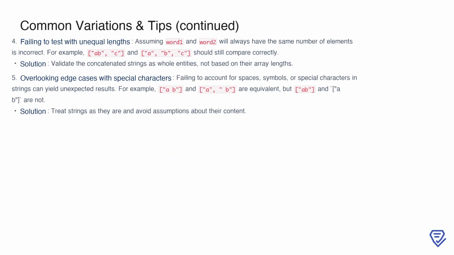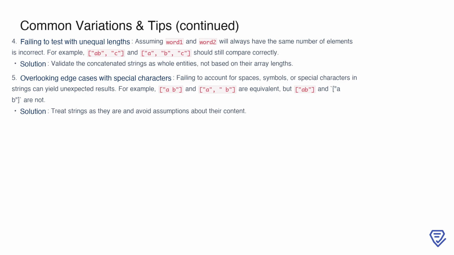Another area where mistakes often arise is assuming that word 1 and word 2 will always have the same number of elements. This assumption can lead to incorrect results, as the two arrays may differ in length but still be equivalent once concatenated. For example, ABC and BC should compare as equal, even though their lengths differ. To handle this, it's important to validate the concatenated strings as full entities rather than relying on array lengths.